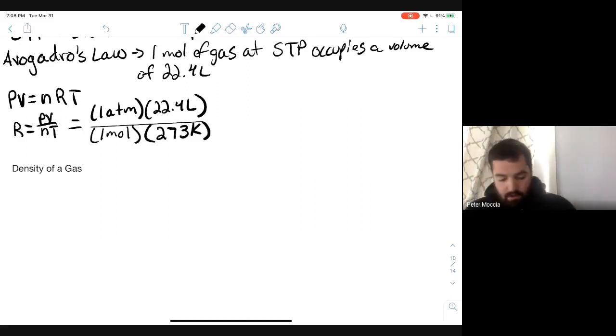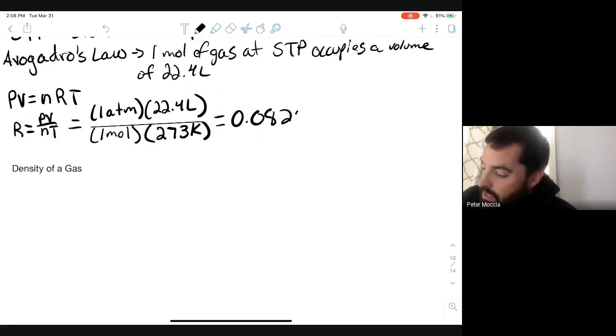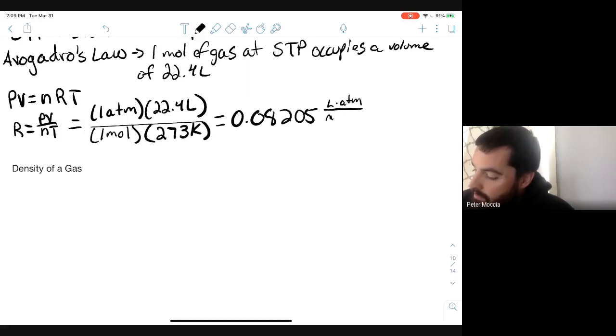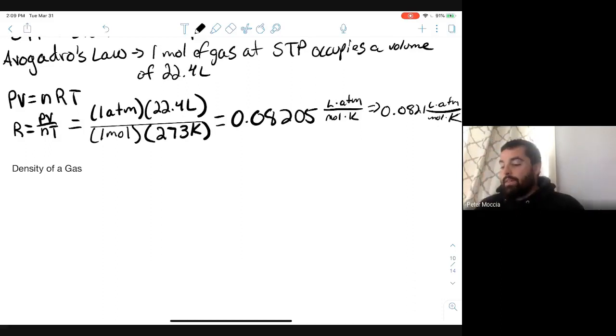Okay? So all I really have to do here is do 22.4 divided by 273. And I get 0.08205 liters times atmospheres over moles times Kelvin. Okay? And I just round that to 0.0821 liters times atmospheres over moles times kelvins. Okay? And then, so that's where R comes from.